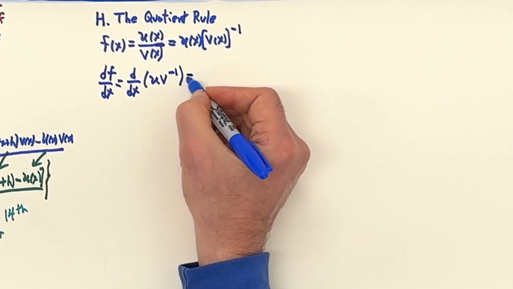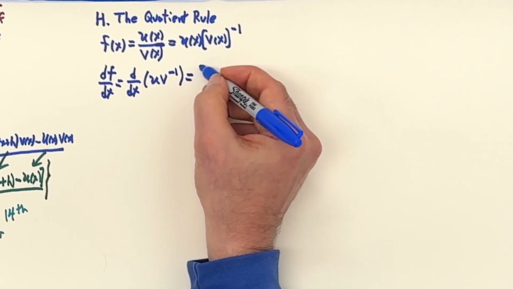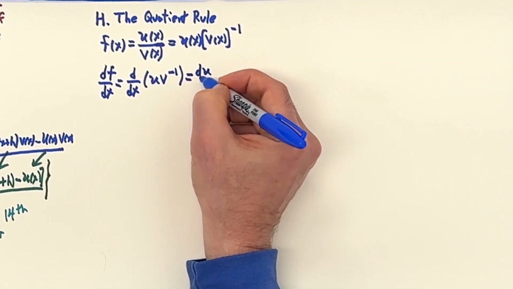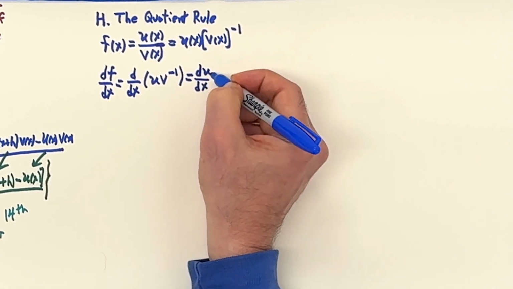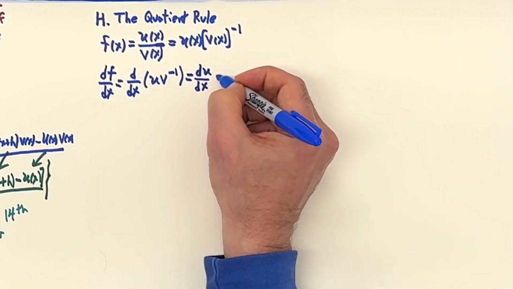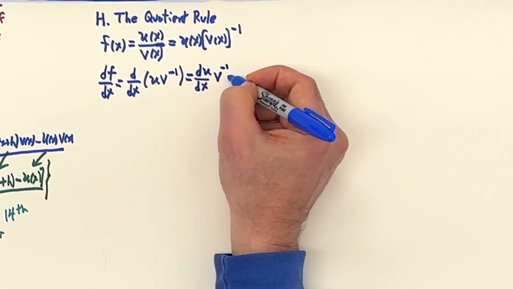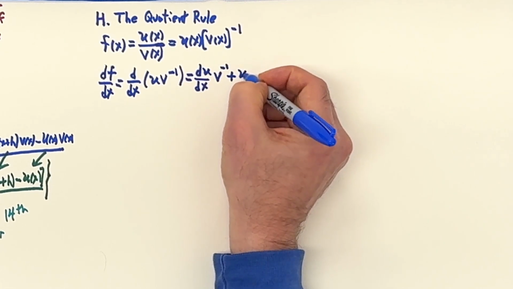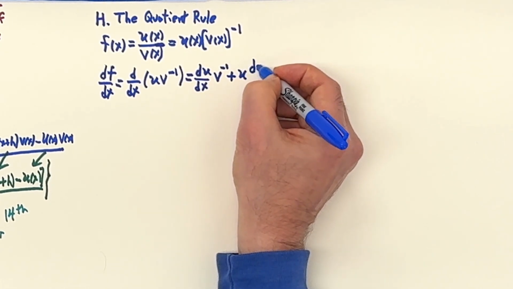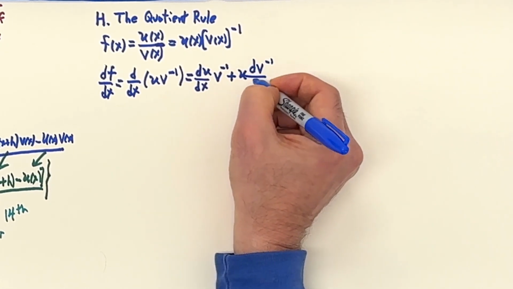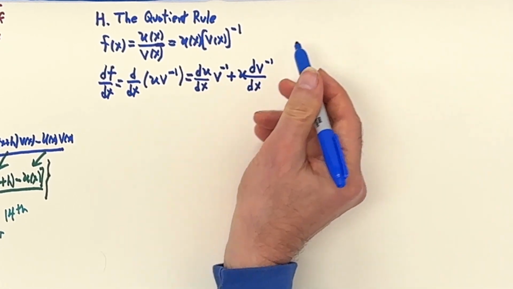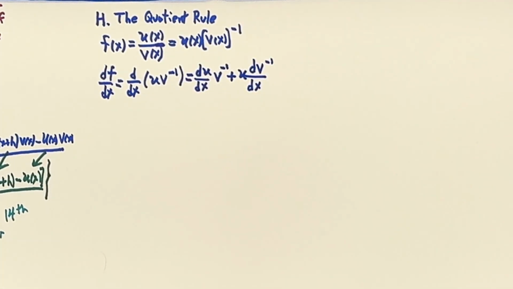The way I like to remember the product rule is I take the derivative of the first, du dx, times the second, which is v to the minus 1, and then take the first times the derivative of the second. And now I'm going to use my chain rule. My chain rule is going to kick in here.